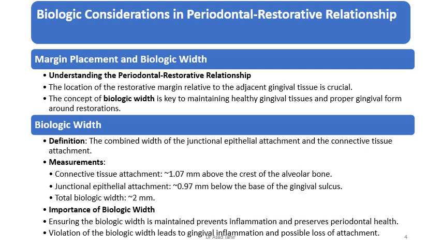Biologic width. Definition: the combined width of the junctional epithelial attachment and the connective tissue attachment. Measurements: connective tissue attachment, 1.07 mm above the crest of the alveolar bone. Junctional epithelial attachment, 0.97 mm below the base of the gingival sulcus. Total biologic width, 2 mm. Importance of biologic width. Ensuring the biologic width is maintained prevents inflammation and preserves periodontal health. Violation of the biologic width leads to gingival inflammation and possible loss of attachment.